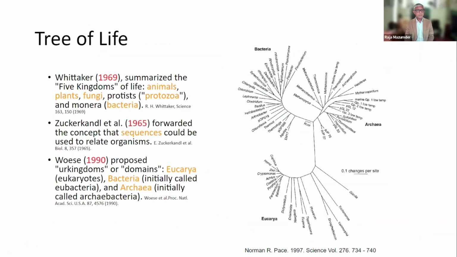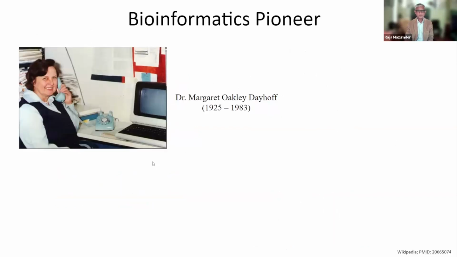So some basic background. This is a great figure, I like it, the tree of life. In 1969, Whittaker summarized the 5 kingdoms, and how our understanding of the tree of life has changed and is still changing. And then in 1990 is where we stand right now. You have eukaryotes, bacteria and archaea. These are the 3 major kingdoms of life. And when you think about it, a lot of work has been done in the bioinformatics space to better understand the tree of life and the basic cellular function.